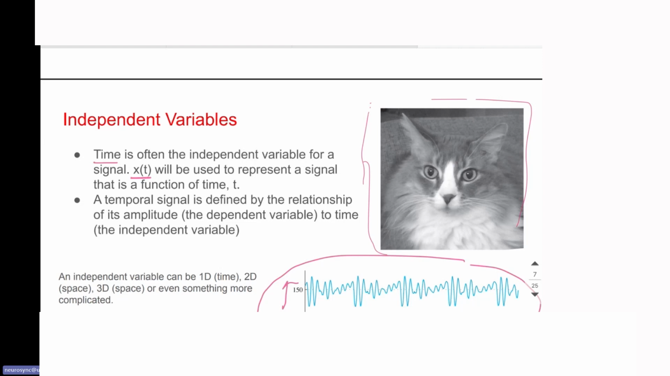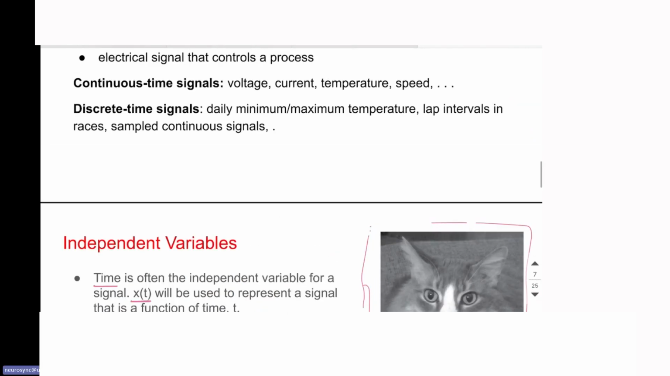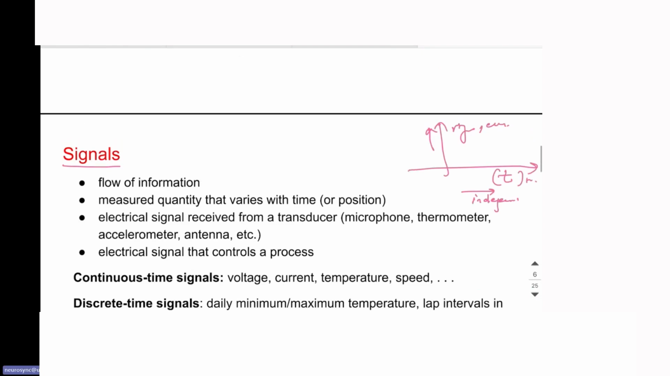We describe this signal as a function of some variable. So that variable is what we call x of t. So this is the independent variable, that is, most of the time it is time.